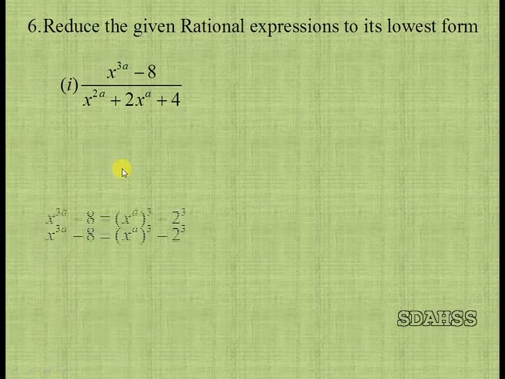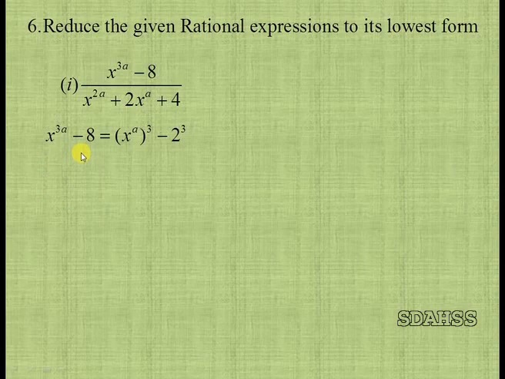Consider the numerator, x power 3a minus 8. x power 3a can be written as x power a whole power 3. If you multiply the powers, you will get 3a. Minus 8 can be written as 2 cube.